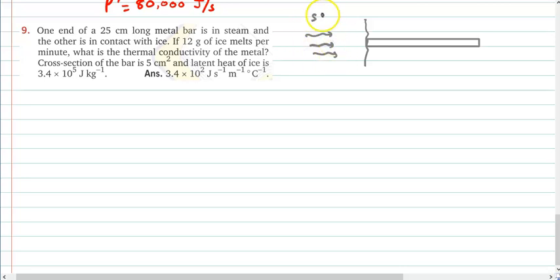Okay, steam. So what is the purpose of saying this one end of the rod is in steam? They are trying to tell you over here the temperature is about 100 degree centigrade. So heat is going to flow from one end, that is the left end, towards the other end. And what happens at the other end? One end of 25 centimeter long rod. So the length of the rod is 25 centimeter, that is 25 into 10 to the power of minus 2 meter.